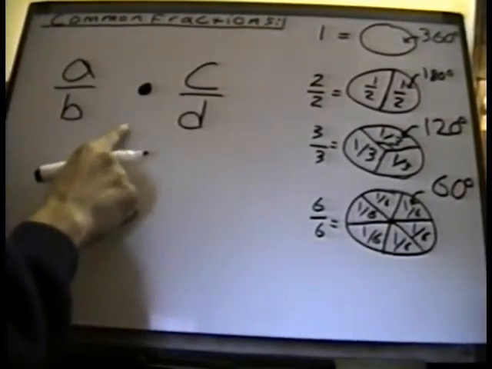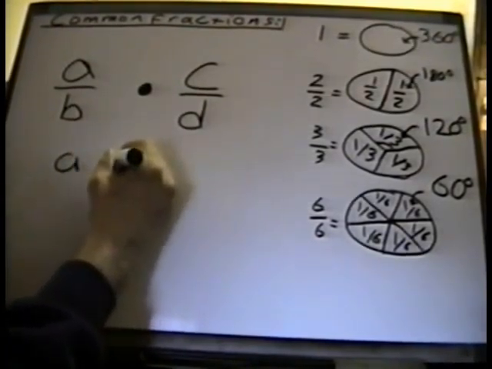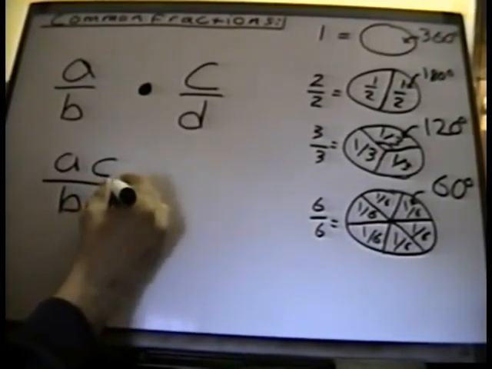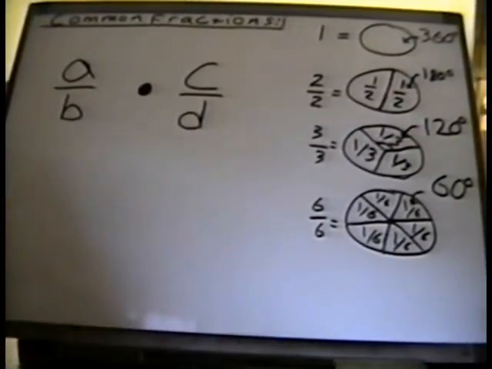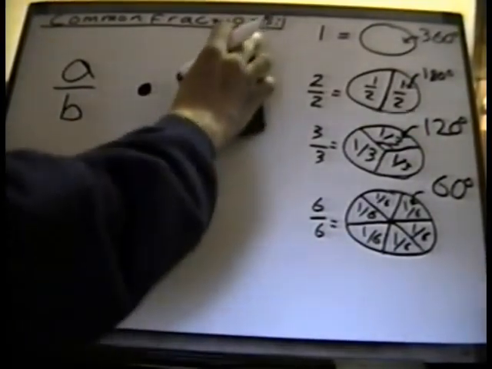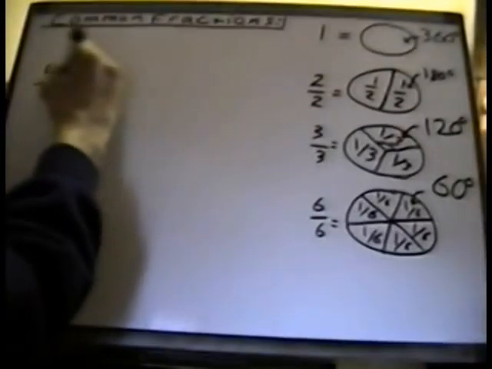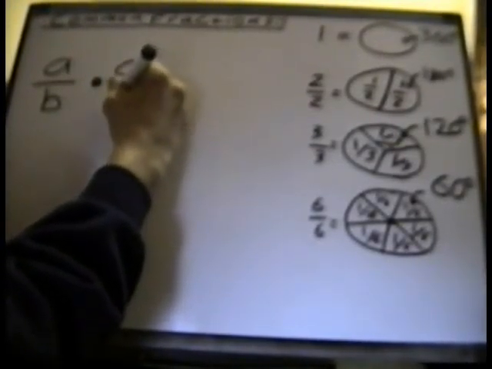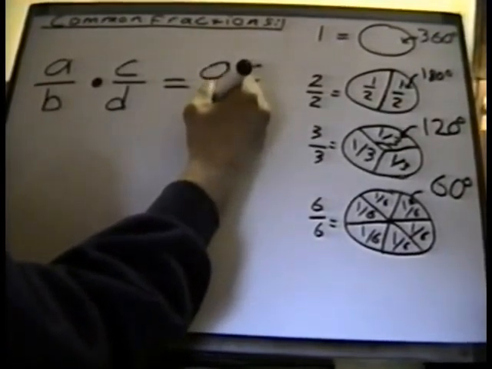Now, this form is going to be equivalent to AC over BD. Okay? So in other words, we're saying A over B times C over D equals AC over BD.